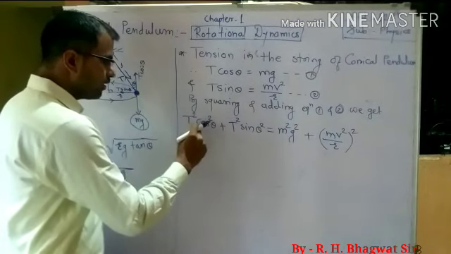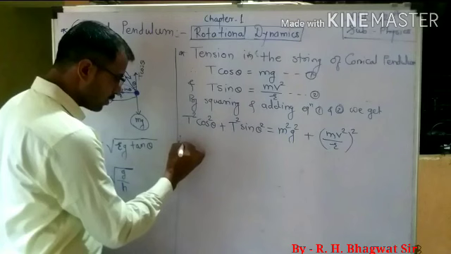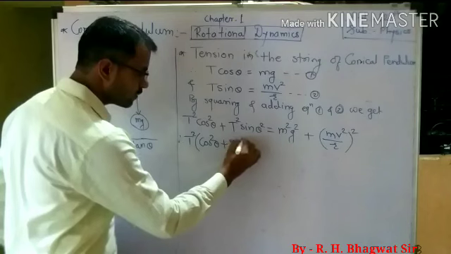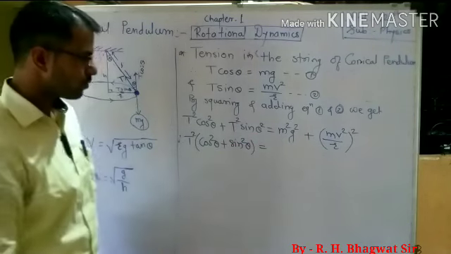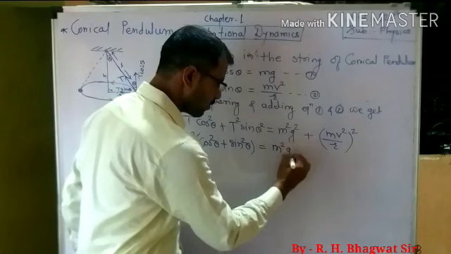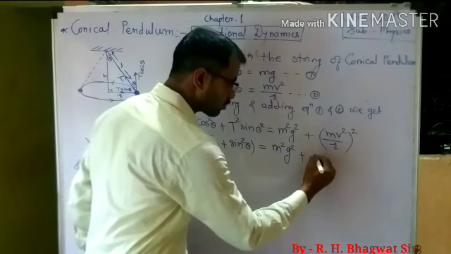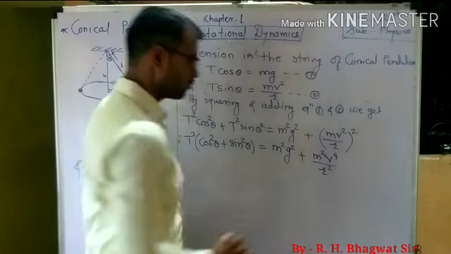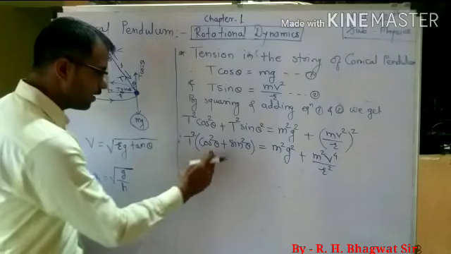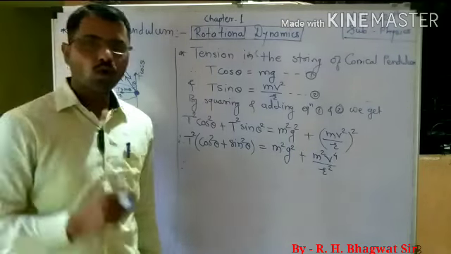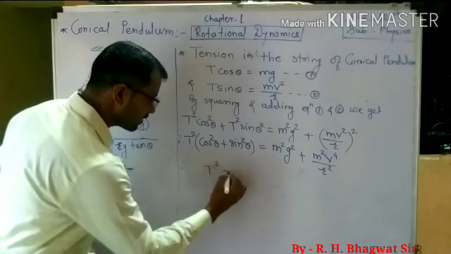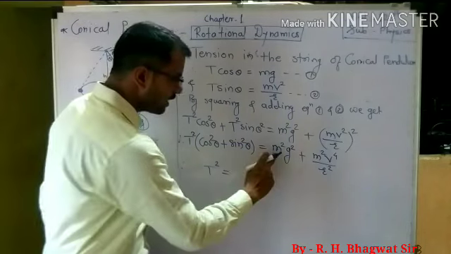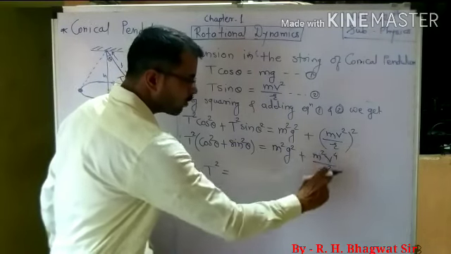Now here we can consider T square as common, therefore T square in bracket cos square theta plus sin square theta is equal to m square g square plus m square v raised to 4 divided by r square. Now we know that cos square theta plus sin square theta is equal to 1, therefore we can write T square, where T is the tension in the string, is equal to m square g square plus m square v raised to 4 divided by r square.